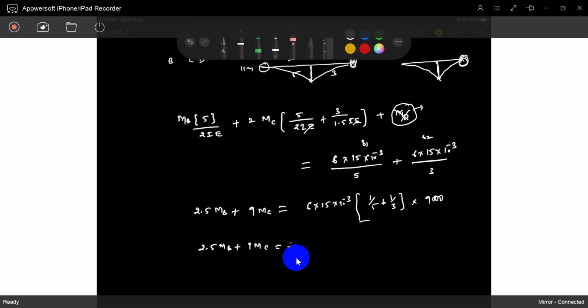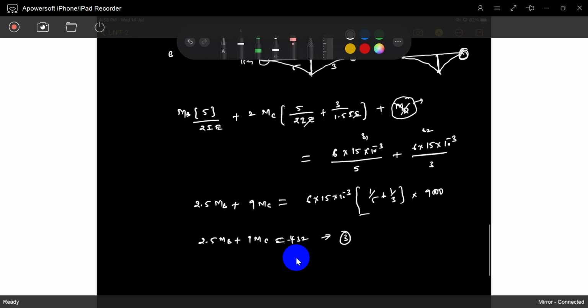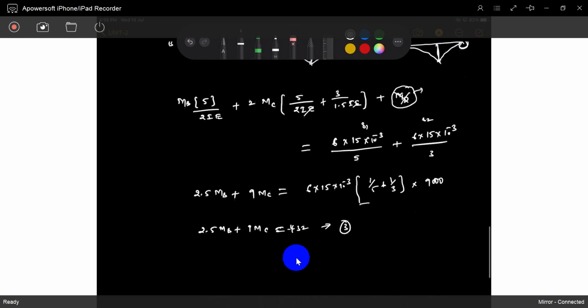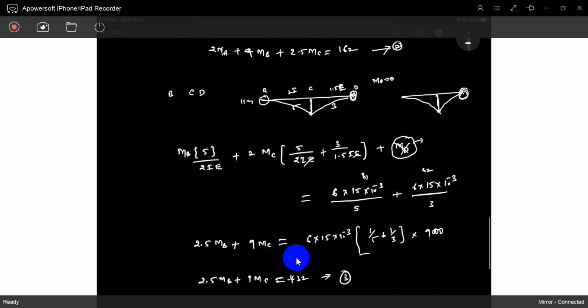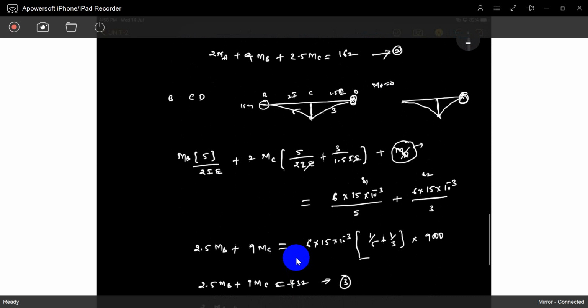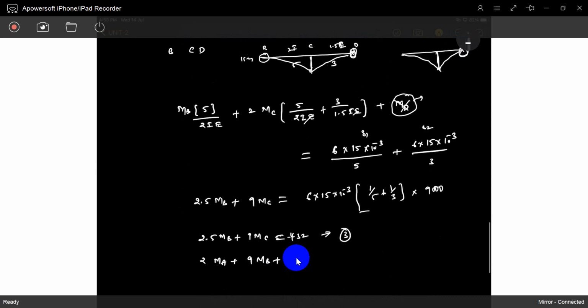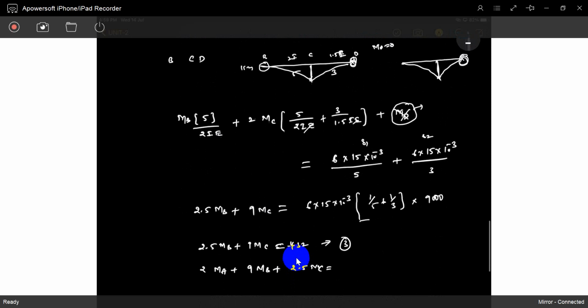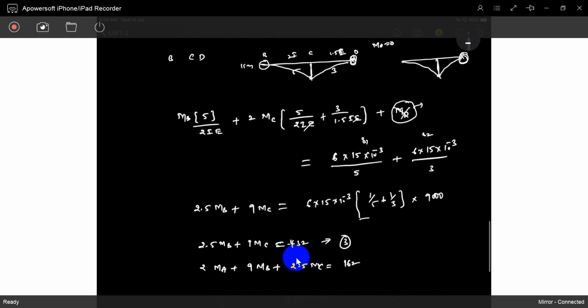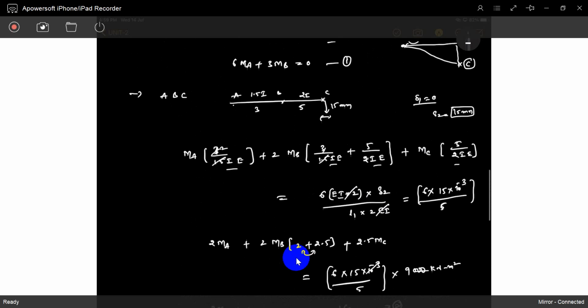9MC is equal to 432. That's the third equation. Once you've got the 3 equations, now it's time to find the values. The second equation is 2MA plus 9MB plus 2.5MC is equal to 162. That is the second. What is the first equation?